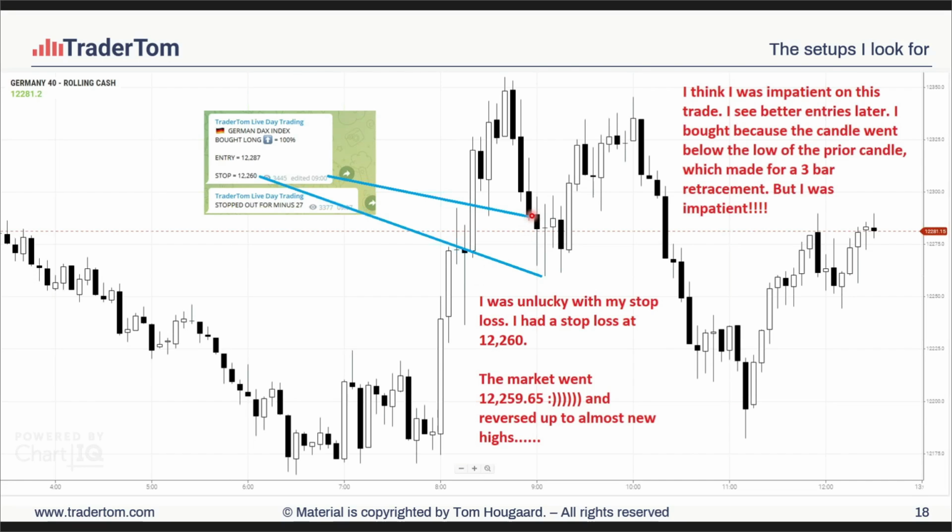I bought it right here, and I had a stop loss at 260, and the market goes 259.65. And so a chart like this would make its way into my Book of Horror. It's a Book of Horror that is simply charts of my old trades that I then sit and absorb before the trading day starts, so that I'm preparing my mind for all eventualities.